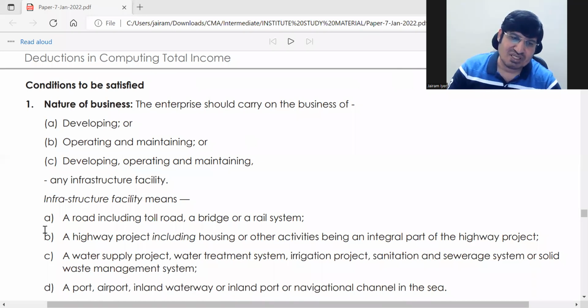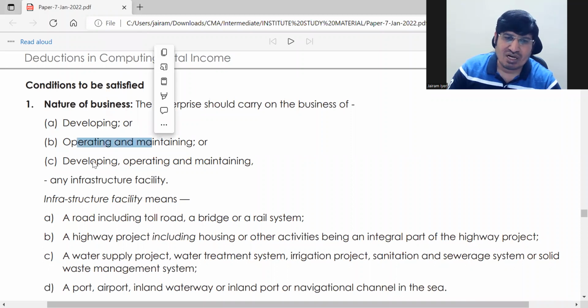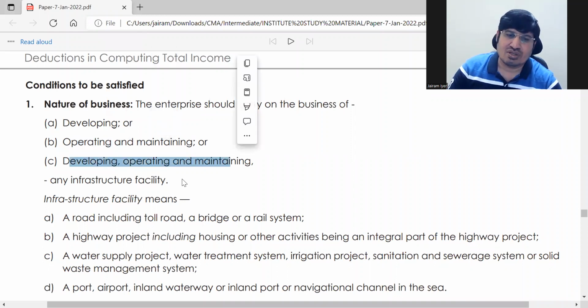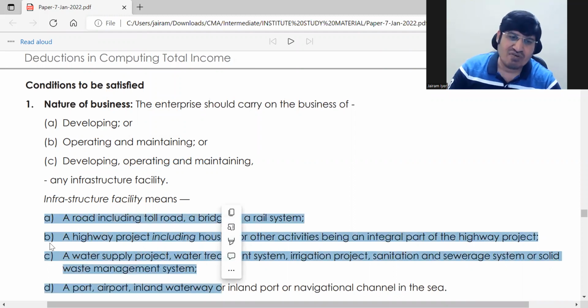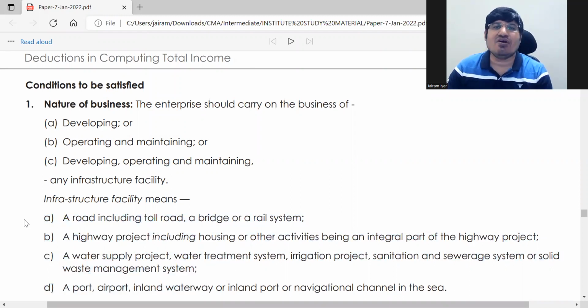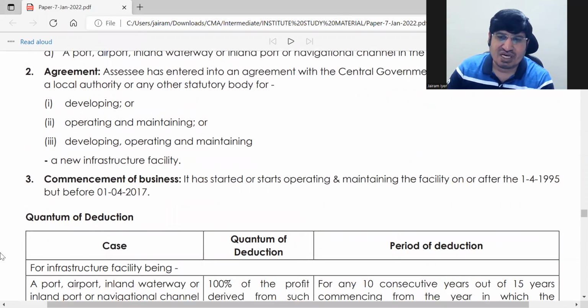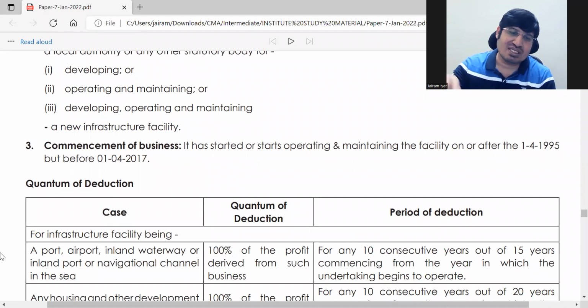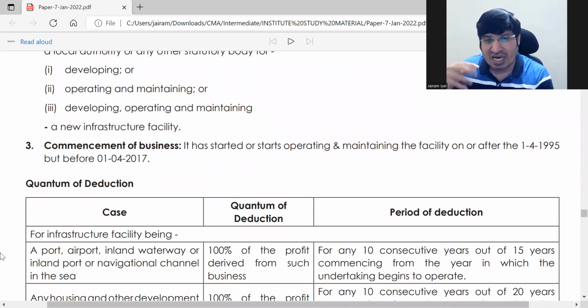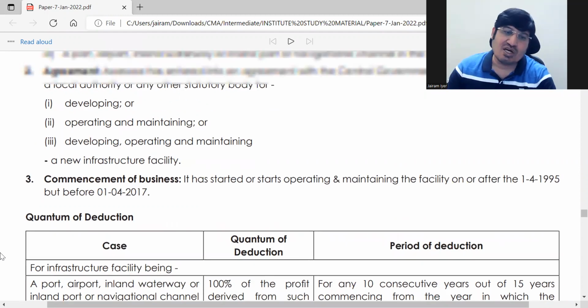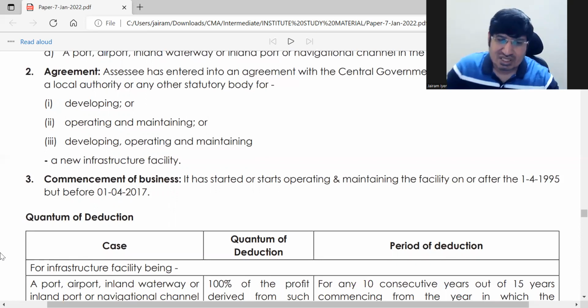The SSC must develop, operate and maintain, or both. It should do these things for all these four kinds of infrastructure facilities. Any of these four. The agreement, I've already told you that they should have an agreement with the central government. This section is a bit long, so just do it the way I am telling you. I'll tell you in short, the way you can remember easily for the exam. पूरा आप पढ़ने जाओगे, so it will be, this section is very long.